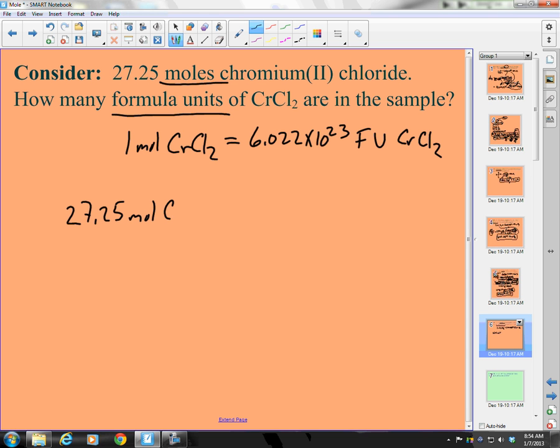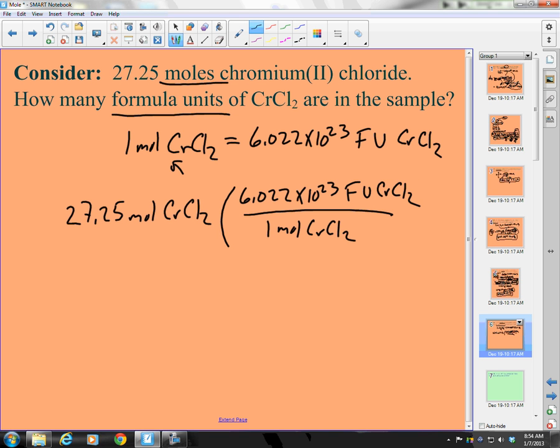27.25 moles of chromium 2 chloride times what? 6.022 times 10 to the 23rd formula units of chromium 2 chloride per what? Per 1 mole of chromium 2 chloride. Cool. My moles of chromium 2 chloride cancel, and I am left with 27.25 times 6.022 times 10 to the 23rd. And I get 1.64, and I only have four sig figs here, four sig figs there. I can only have four in my answer, so it rounds to 1.641 times 10 to the 25th.